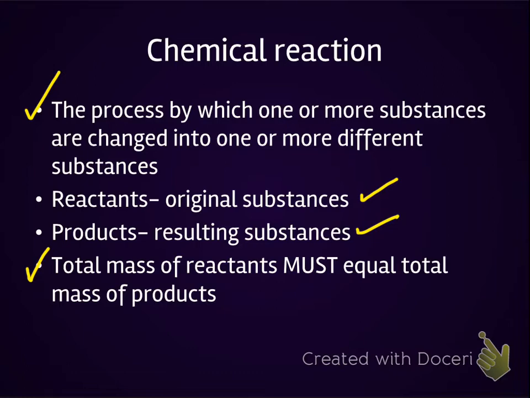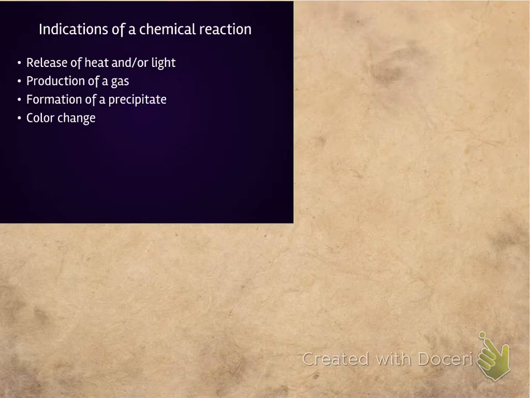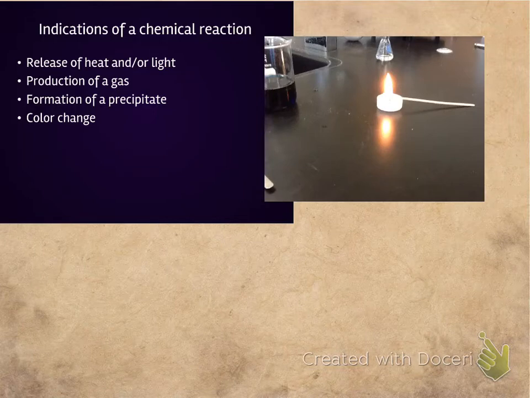Okay, so now let's talk about how you might know that a chemical reaction has occurred. You know that a chemical reaction has occurred when a few different things happen. The first obvious hint is that there's a release of heat or light. We have here a wooden splint burning with some wax. Both the wax and the wooden splint are undergoing a chemical change and becoming some new substance. And we can tell that because they're releasing both heat and light.